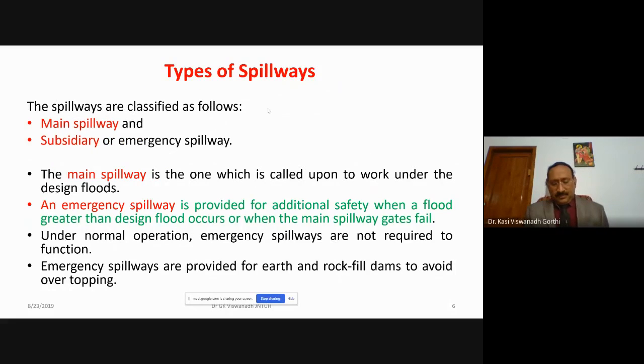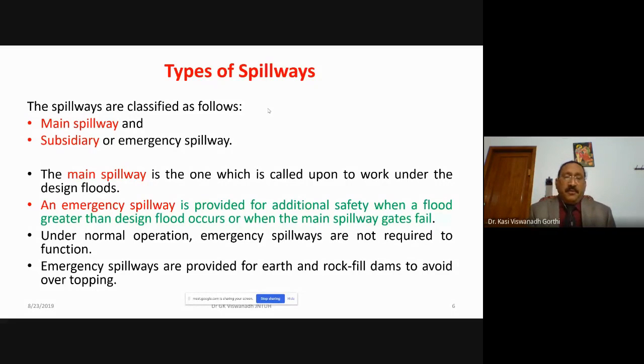Types of spillways. What are the various types of spillways? The spillways are classified as main spillway and subsidiary spillway. Subsidiary spillway is also called the emergency spillway. The main spillway is the one which is called upon to work under design floods. So maximum estimated flood is the design flood for which the spillway is designed. So usually the main spillway is designed for the maximum estimated flood.